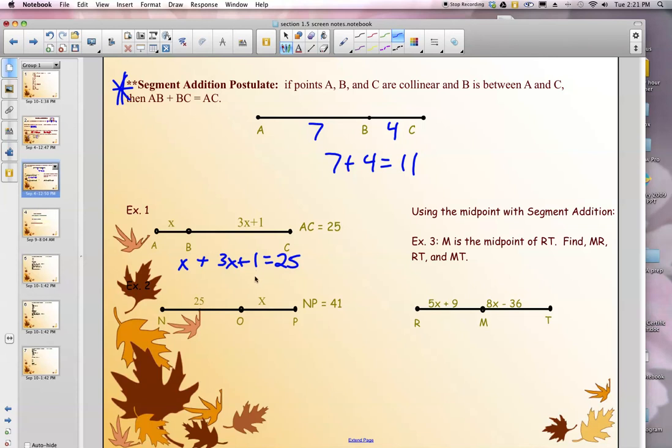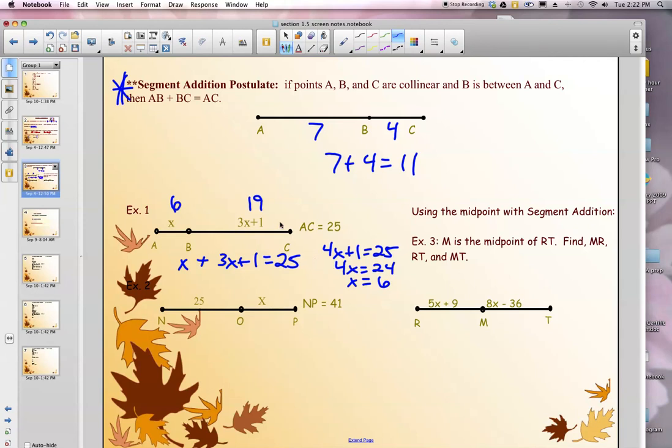Okay? So you're going to add your x and 3x, and it's going to be 4x plus 1 equals 25. You would subtract your 1, so 4x equals 24, and then you divide by 4, and x equals 6. So the length from A to B would be 6 units. The length from B to C, you'd take 3 times 6, which is 18, plus 1 is 19. And you can double check by saying, well, is 6 plus 19 25? Yep, then I know I did it right.